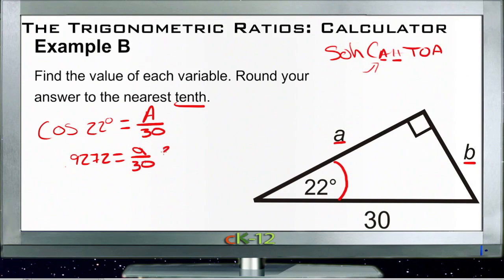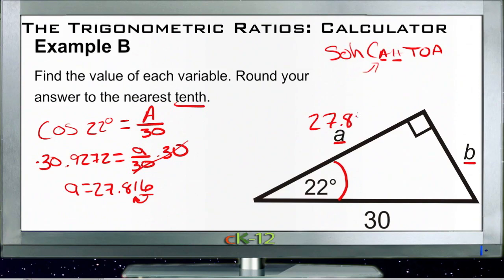So to find a, we need to multiply both sides by 30, and that'll cancel, and times 30. So we'll have 30 times 0.9272. I'm just going to do that off the screen over here. 0.9272 times 30 gives us 27.816. So A is 27.816. And it says to the nearest tenth. So we're going to take this 6 and use it to move our 1 up 1 value. So A will be 27.82.